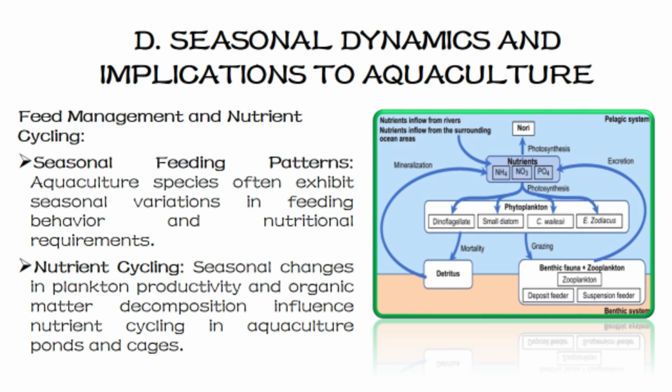Next, we have the nutrient cycle. The seasonal changes in plankton productivity and organic matter decomposition influence nutrient cycling in aquaculture ponds and cages. Proper nutrient management practices such as periodic water exchange and pond fertilization are essential for maintaining water quality and supporting healthy aquaculture production.